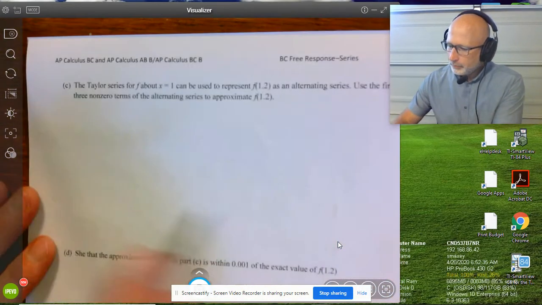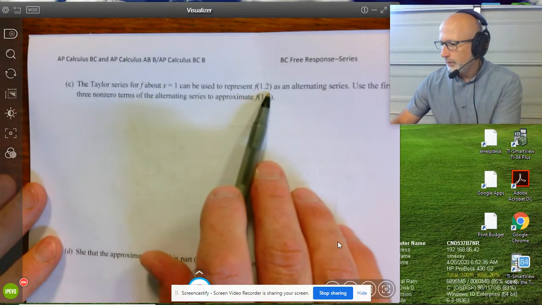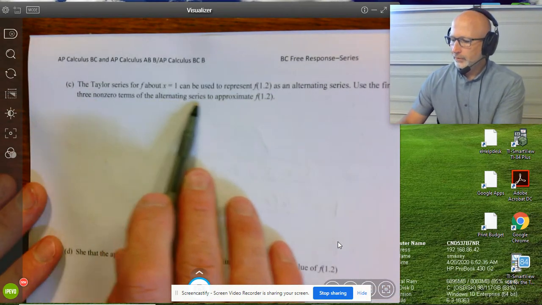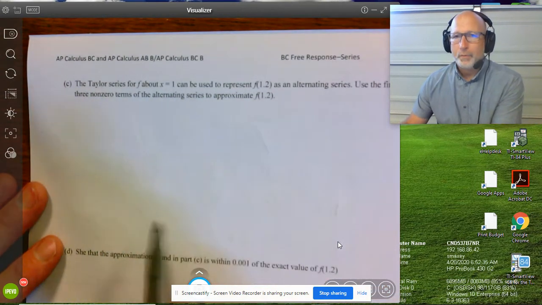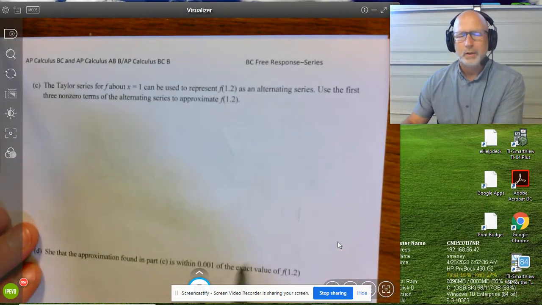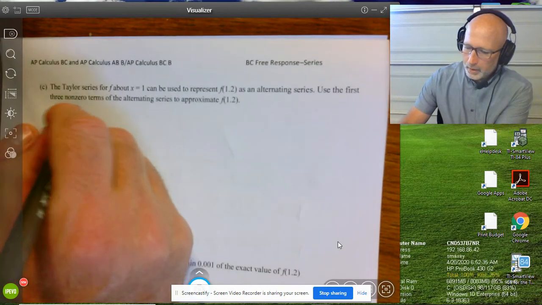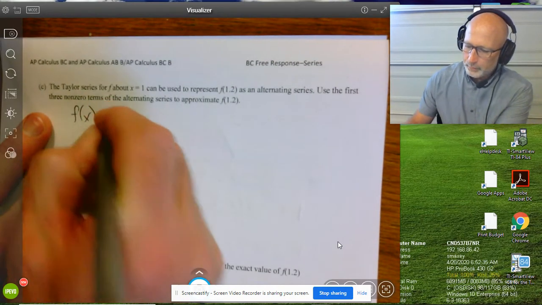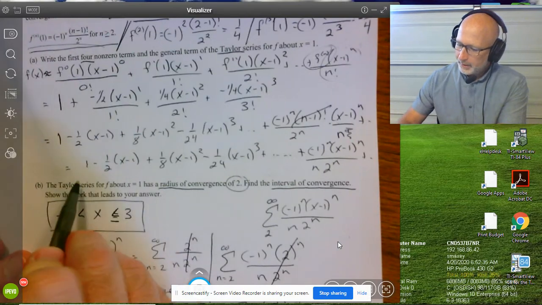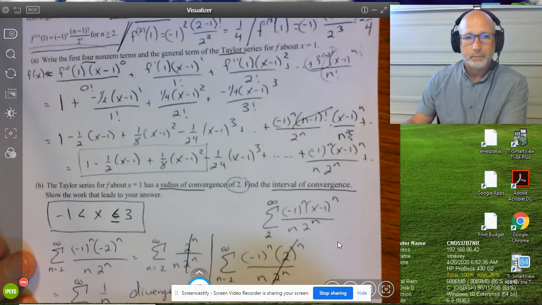Okay, the Taylor series for f about x equal to 1 can be used to represent f of 1.2 as an alternating series. Use the first 3 non-zero terms of the alternating series to approximate this. Okay, from what I've been told, this is the one portion of Taylor series you'll have to use, plugging in the value to estimate it. So I know f of x is approximately equal to, what do we come up with? I think we came up with this. Now we're only supposed to use the first 3 terms, so I'm only going to use those.